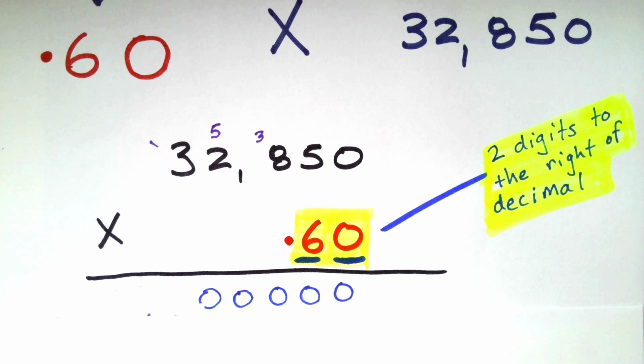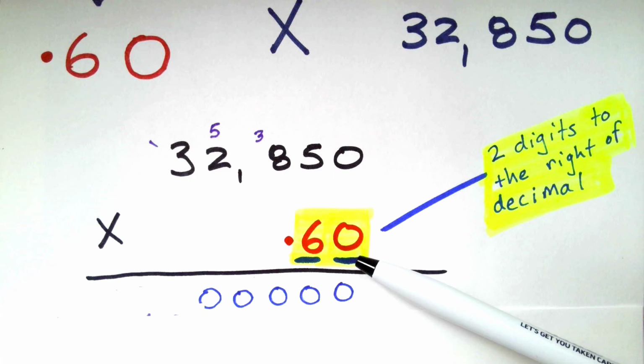I'm going to be multiplying manually 32,850 times 0.60, or sixty hundredths. One thing you need to notice is that there are 2 digits to the right of the decimal, 6 and 0, 1, 2 digits. Remember, 2 digits to the right of the decimal, because in your final answer you're going to have to do something special. Maybe you remember, maybe you don't, but I will go over it in just a moment.